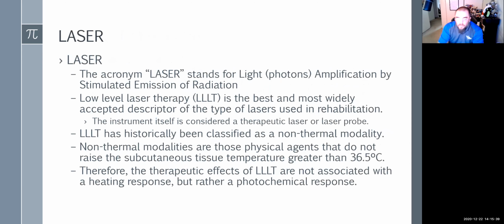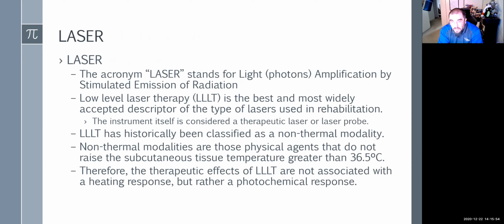Laser, pew pew. I always wonder what we're going to do with the sharks when we work with lasers, right? Sharks with freaking laser beams. The acronym LASER stands for light or photon amplification by stimulated emission of radiation. So laser is radiation, right?